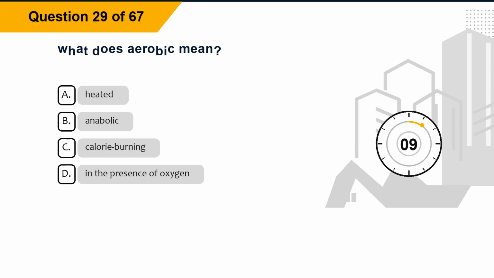Question 29. What does aerobic mean? Option A, heated. Option B, anabolic. Option C, calorie burning. Option D, in the presence of oxygen.